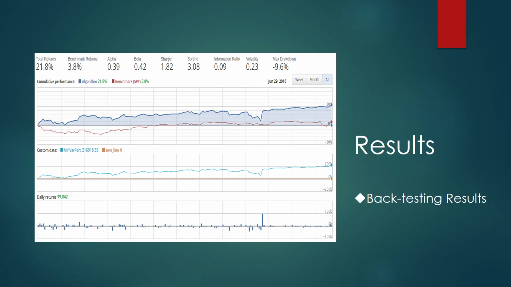So, from the graph, we can tell that our portfolio has great performance during the period we selected. It has a total return rate of 21.5% with volatility 0.25, which means our portfolio is pretty stable. And the Sharpe ratio is 1.82.